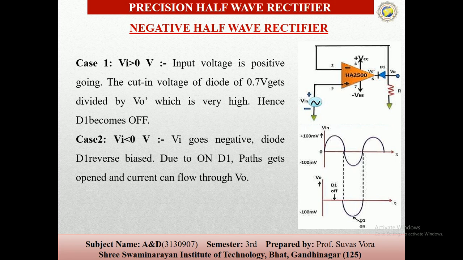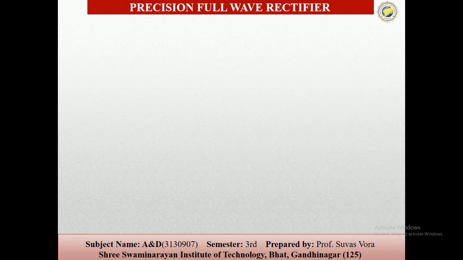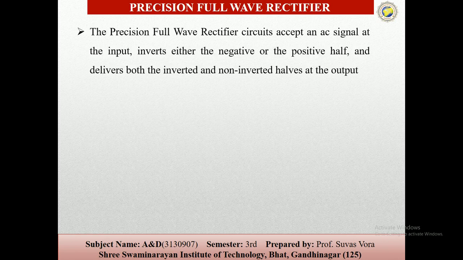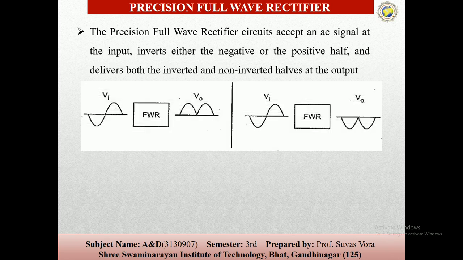And the last one is the full wave rectifier. So the full wave rectifier circuit accepts the AC signal at the input and inverts either the negative or the positive half, and delivers both the inverted and the non-inverted half of the output. So you can see the figures.